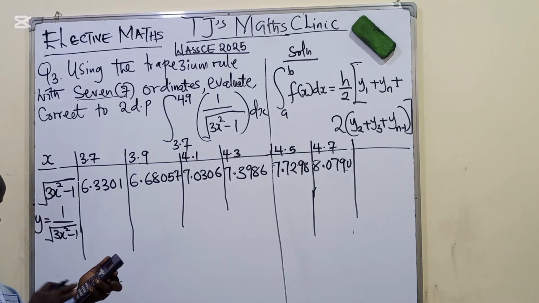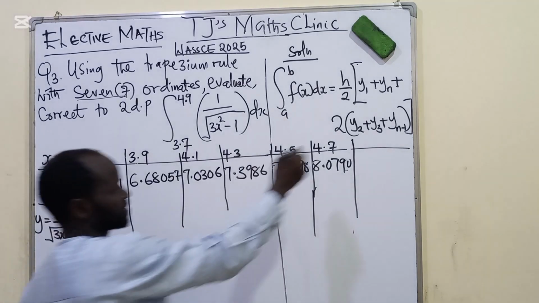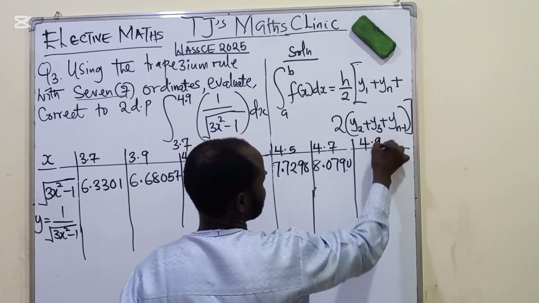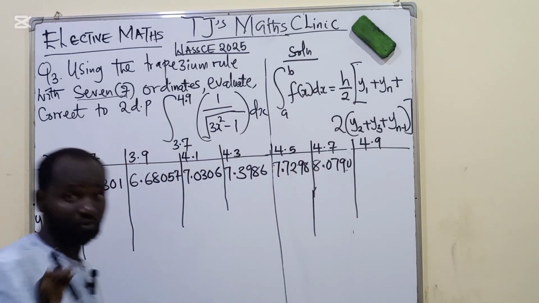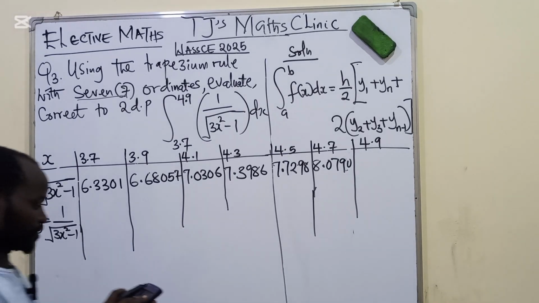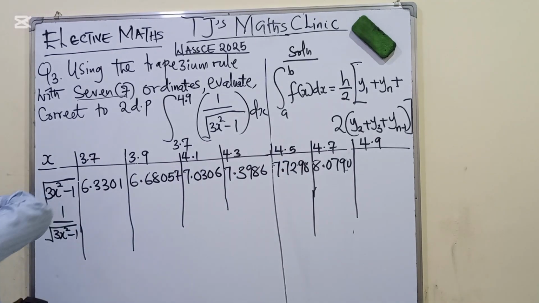4.7, we add 0.2, that's 4.9. Yes, that will be the last one. And if you count this, we have 1, 2, 3, 4, 5, 6, 7 ordinates. So this will be the 7th ordinate. We do the same. Substitute into this.